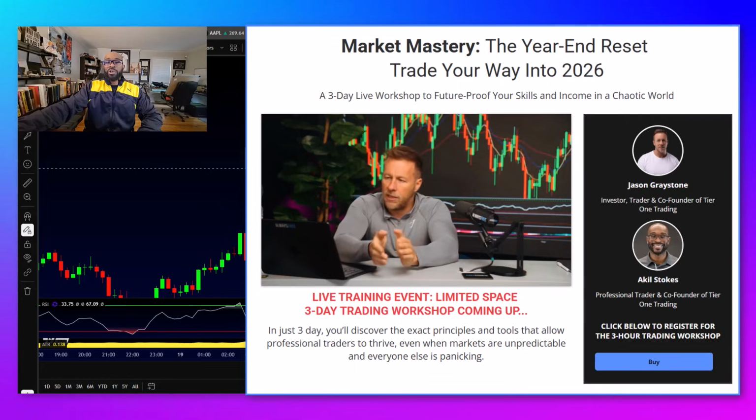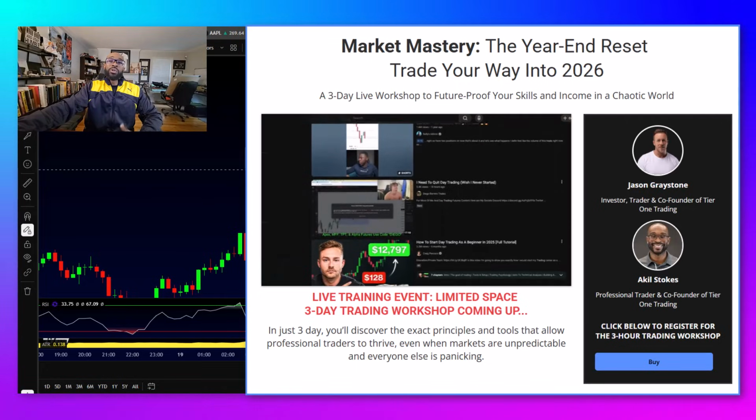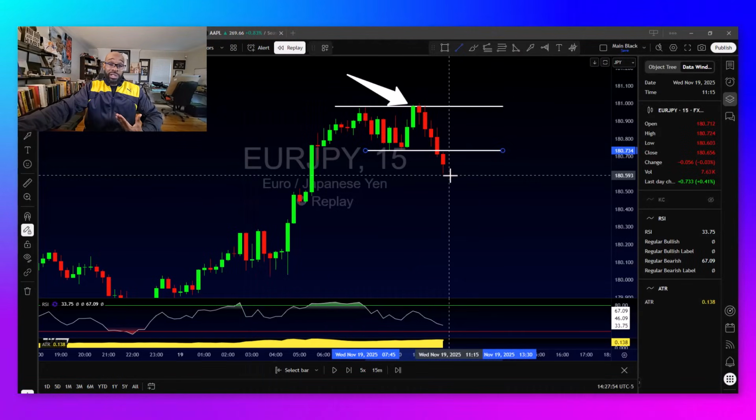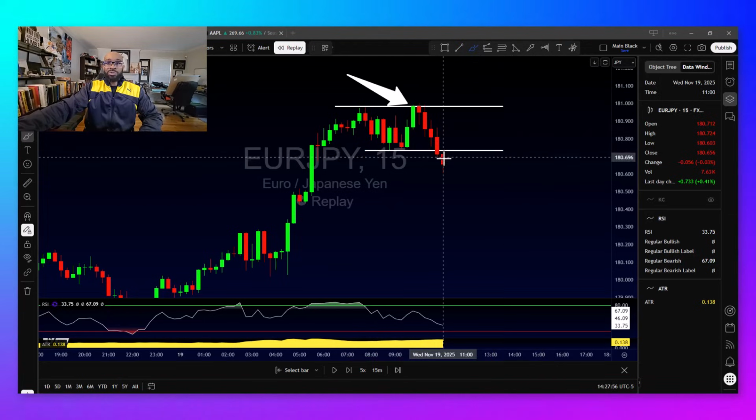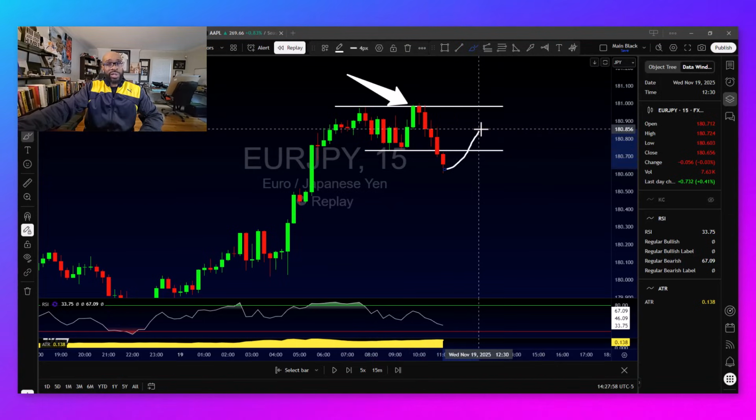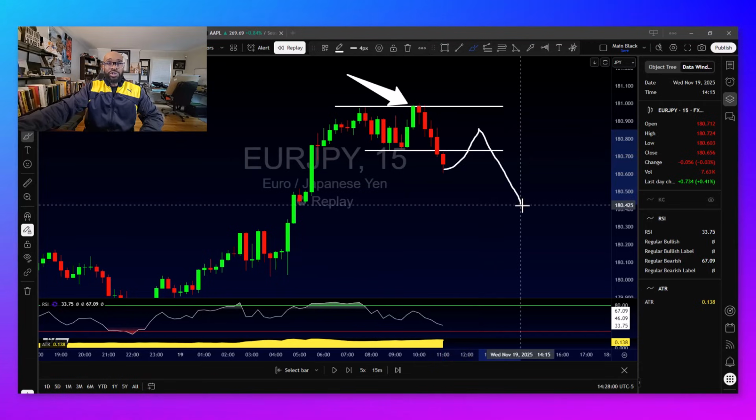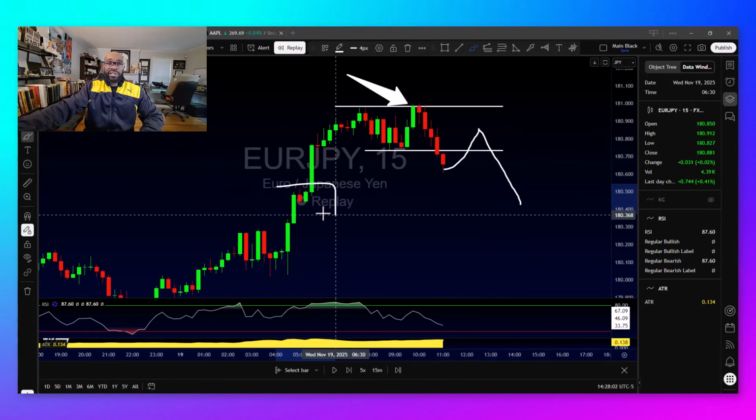So now that we've broken and closed below here, we can actually look for continuation down if you want. What we would want to see is a pullback similar to a 2618 type of trade, and then use that to catch that extension down again to this level right here.